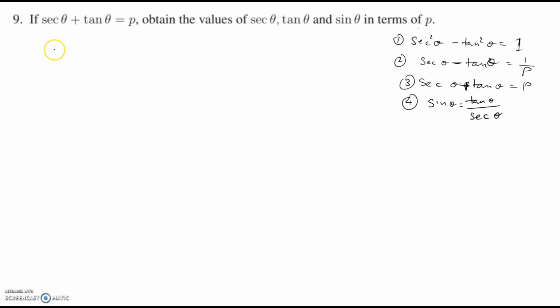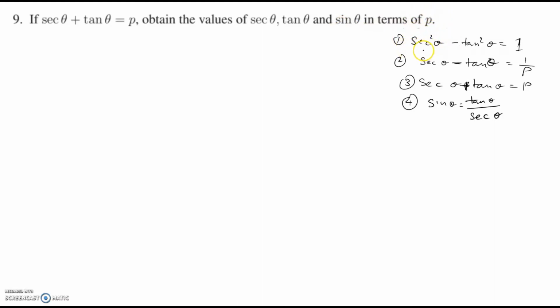In this video, we will see further problems from exercise 3.1. So question number 9 says, if secant theta plus tan theta is equal to P, obtain the value of secant theta, tan theta and sin theta in terms of P. So you're given secant theta plus tan theta is equal to P. You need to find the values of secant theta, tan theta and sin theta in terms of P.